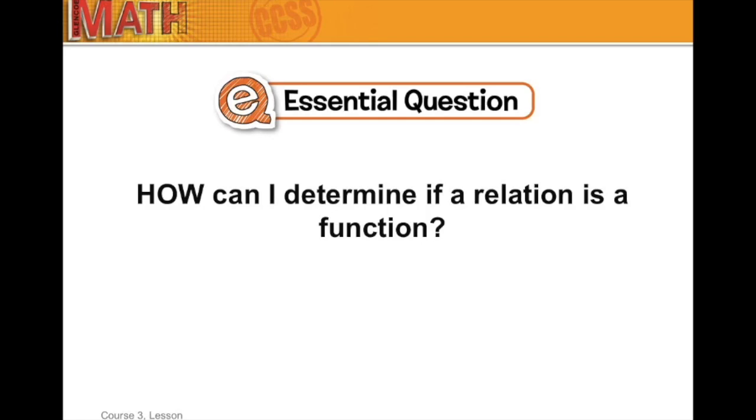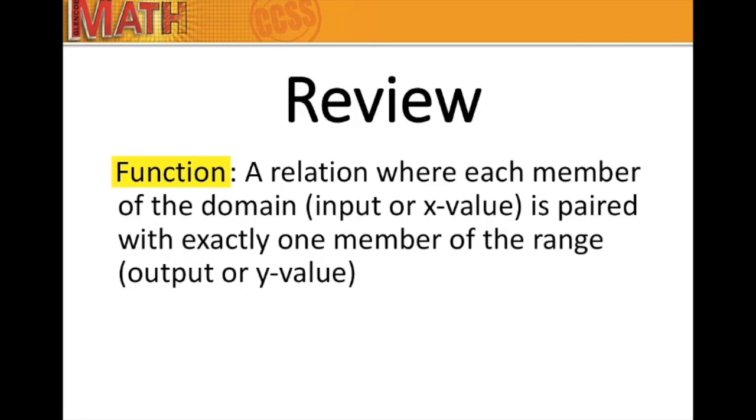Yesterday, or the last activity, you looked at some relations to determine whether they were a function or not. We're going to look at some different types of relations as well. Okay, so a little review. If you do not have this word in your vocabulary list, make sure you add it. Function: a relation where each member of the domain, which is also known as the input or the x value, is paired with exactly one member of the range, or the output or y value. So each input has its own output.